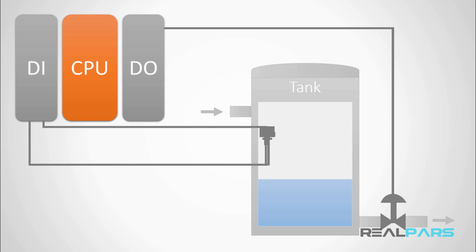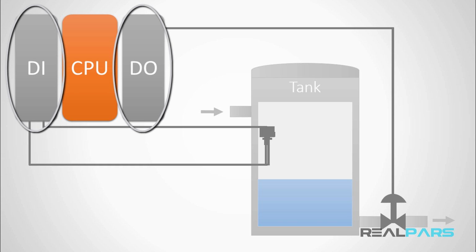So, considering the example we made here, we see that the digital input and output modules act like a connector between the CPU and the sensors and the actuators that we have in the process. In here, the digital input module acts like a connector between the CPU and the level sensor, and the digital output module also acts as a connector between the CPU and the solenoid valve.